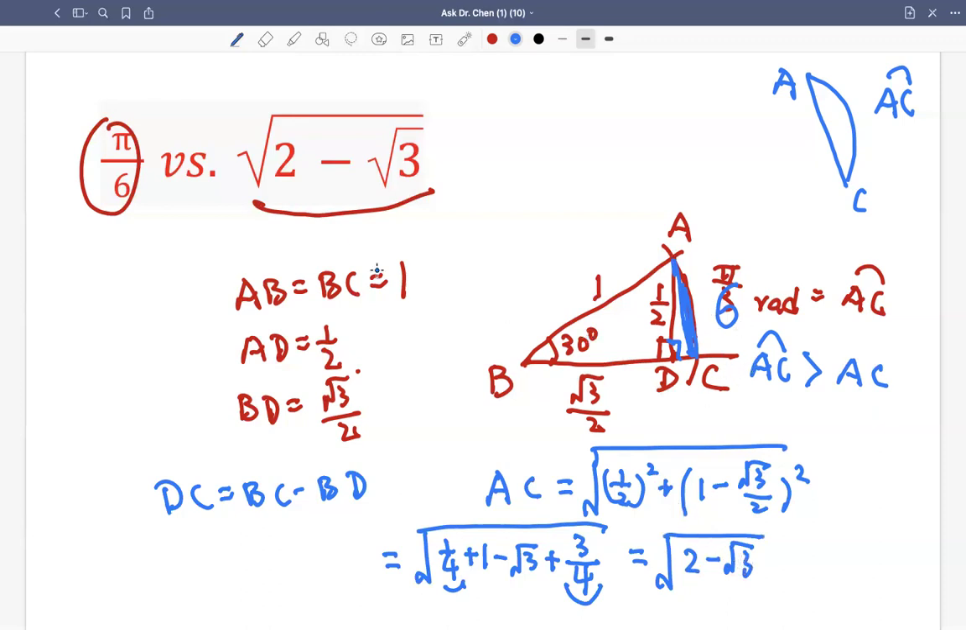And the arc length of AC is pi over 6. So that one is greater than this. Okay, that's how we compare those numbers.